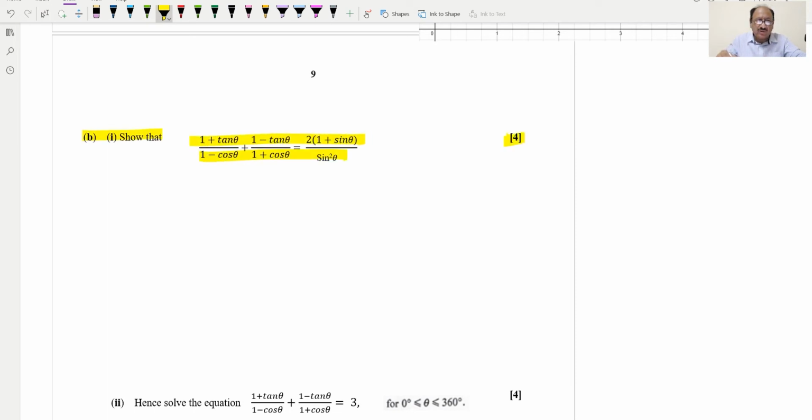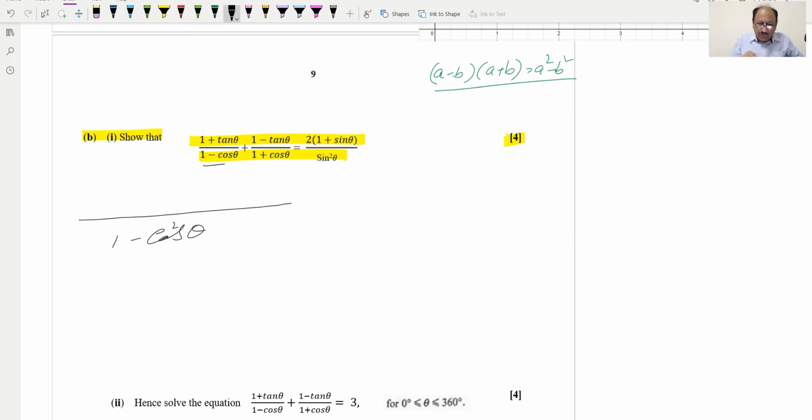Now we can move to the B part, and B part says show that this is equal to this, and this is a 4 marks question. So what we can do, we can take the left hand side and we can take LCM of the left hand side, and LCM will be what? If we take LCM, this will be a minus b, a plus b will be equal to a minus b into a plus b will be equal to a square minus b square. This formula will be applied on the denominator portion, and we will get 1 square, which is 1 minus cos square theta. So these two terms are combining to form this term.